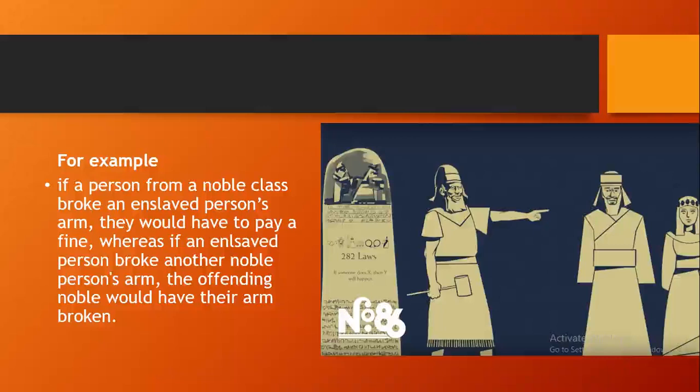Now, the problem in those codes was that there was a kind of social differentiation. It was good for the noble people, but there wasn't any kind of justice for the poor people. For instance, if somebody broke the arm of a noble person, they could pay through money. But if an enslaved person, a poor person, broke the arm of a noble person, then obviously in return he would be physically tortured.